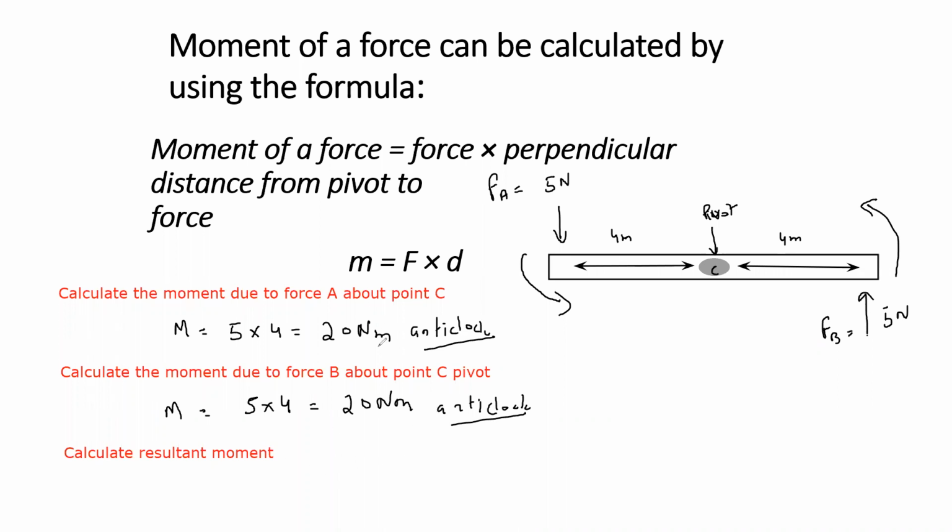Because they are in the same direction, we will add, so it will be 20 Newton meter plus 20 Newton meter. So the resultant moment will be equal to 40 Newton meter. The direction of the resultant will be the same as the direction of the highest value. But in this case, both are acting in the same direction, so the resultant will also be anti-clockwise.